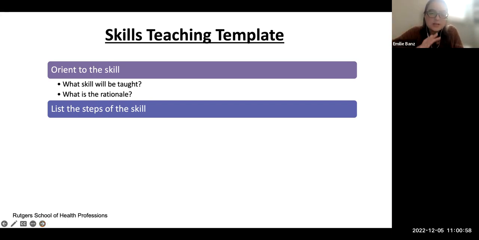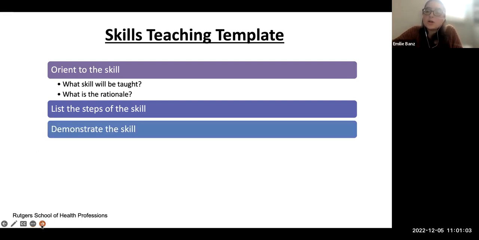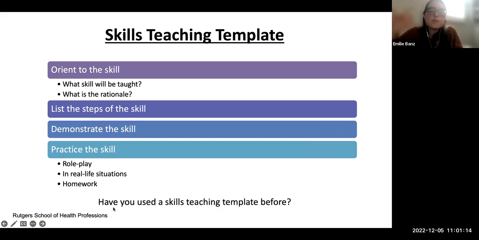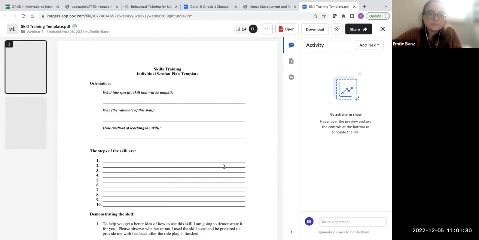But in using the skills teaching template, you're going to list the steps of the skill. You're going to demonstrate the skill. You're going to practice the skill by modeling it, so it might be role play, real life situations, and homework. And then you're going to have the person practice the skill. And I'm actually going to bring the template up that Earl put in the chat box, because the way we have it on the slide is not as in-depth as the template form actually is. So I do want to bring this up for all of you to see.